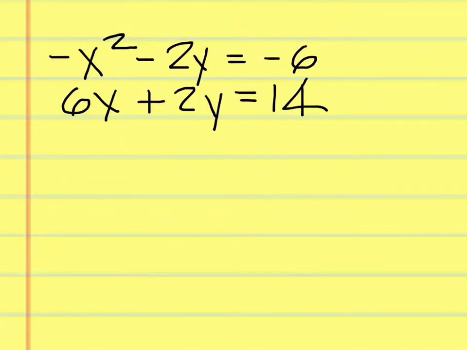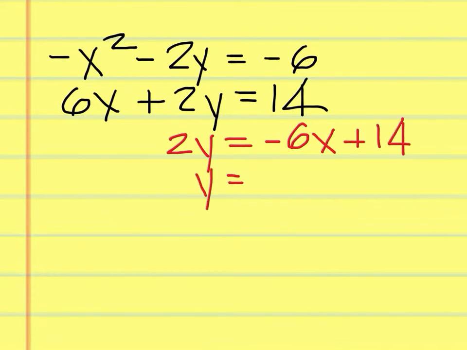For this problem, you have 2 choices amongst the y's. You could use this one and end up dividing by 2, or use this one and dividing by negative 2. I'm going to use the bottom one since it has a plus 2 beside the y. If we do that and get y by itself, we move the 6x to the right and change the sign. Divide everything by 2 to get a negative 3x plus 7.